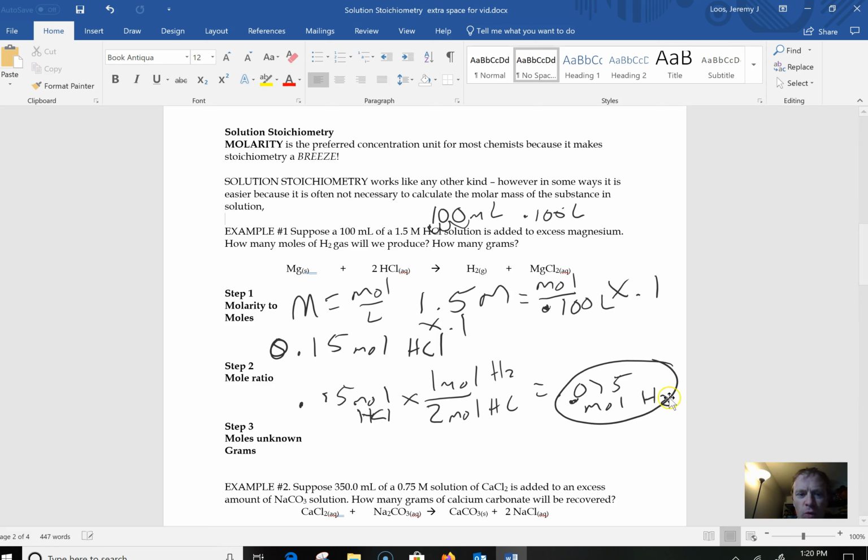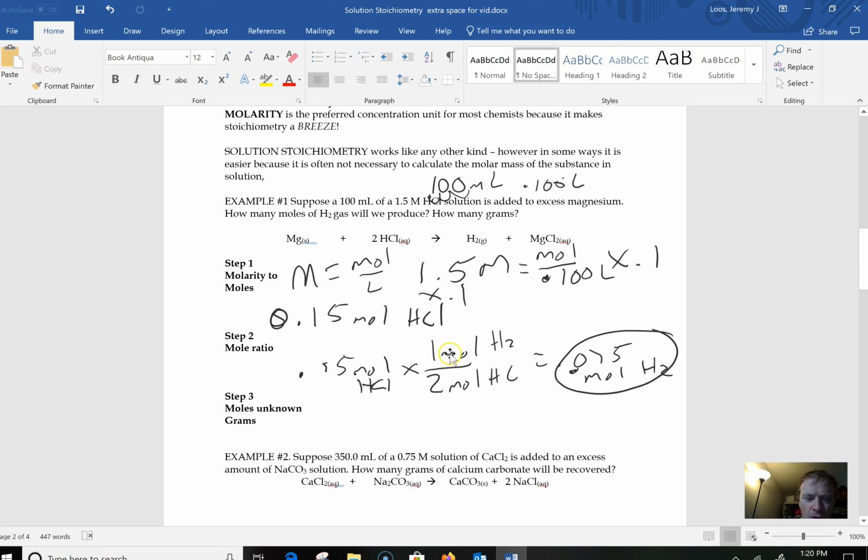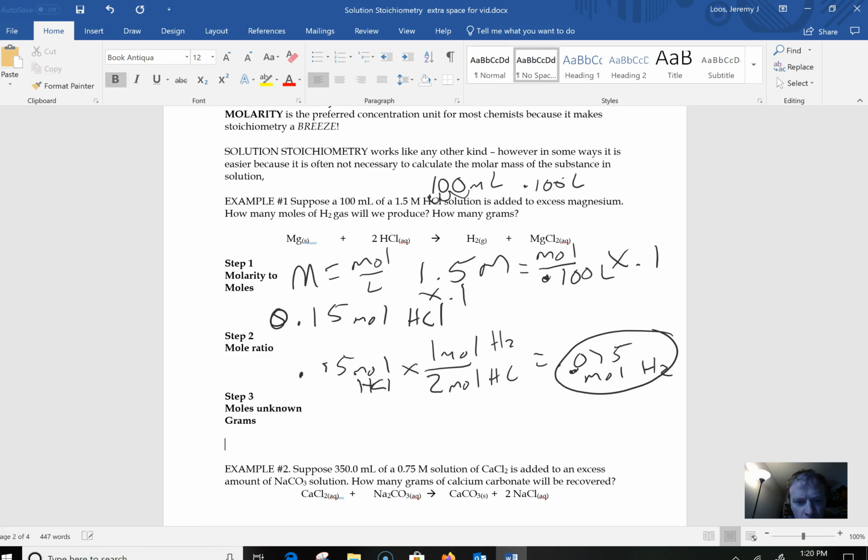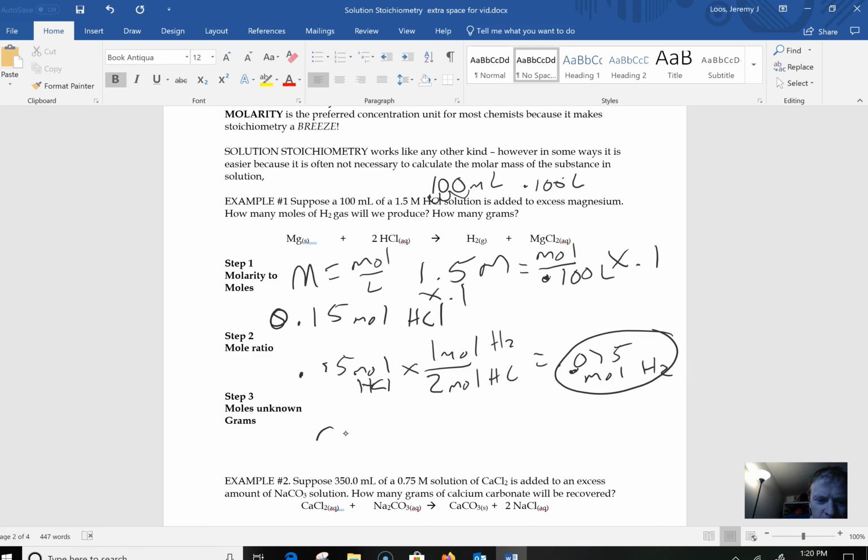It asked me how many moles of hydrogen gas we produced. Well, we had 0.15 moles of HCl, and then the mole ratio is 2 to 1, so that's half as many moles of hydrogen. It's 0.075. And then it goes ahead and asks me for grams. So again, like in any type of stoichiometry, once we have moles, we can always change to grams.